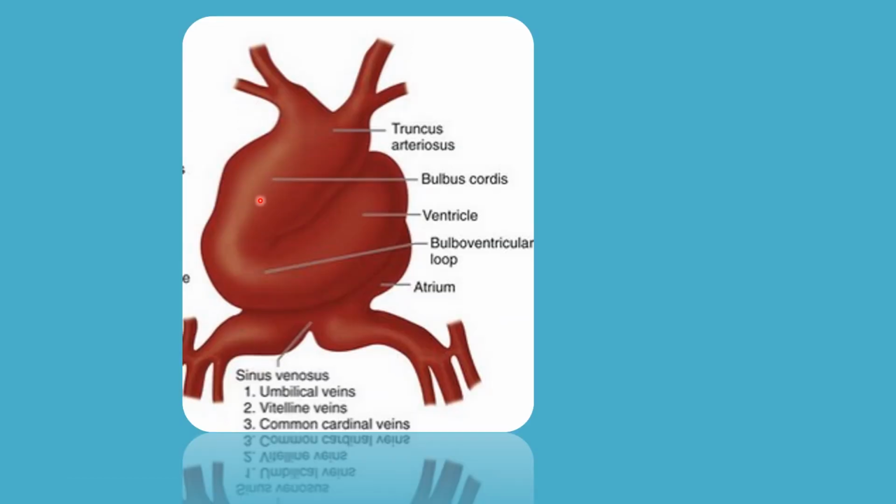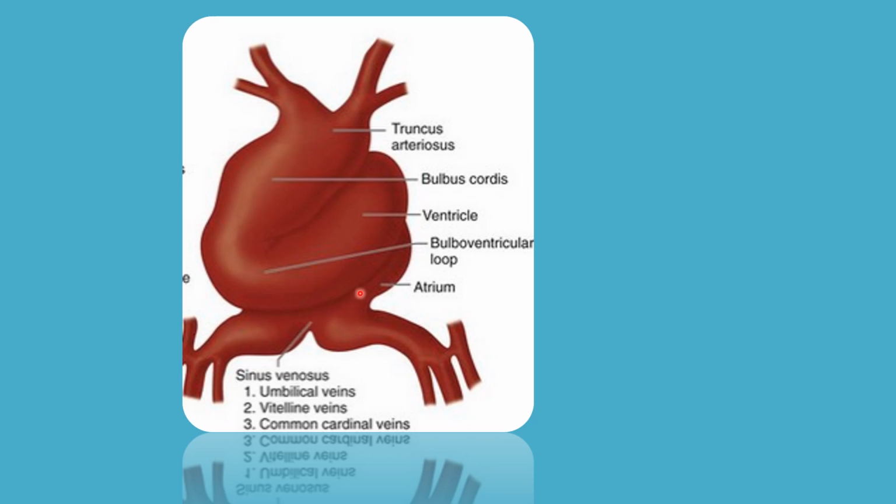Now coming to the bulboventricular loop, the cephalic limb of the loop is occupied by the bulbus cordis and truncus arteriosus. It is initially situated on the right side and somewhat cephalic to the primitive ventricle. Internally, a bulboventricular ridge develops which separates the two chambers, but later it disappears and it becomes the bulboventricular cavity.